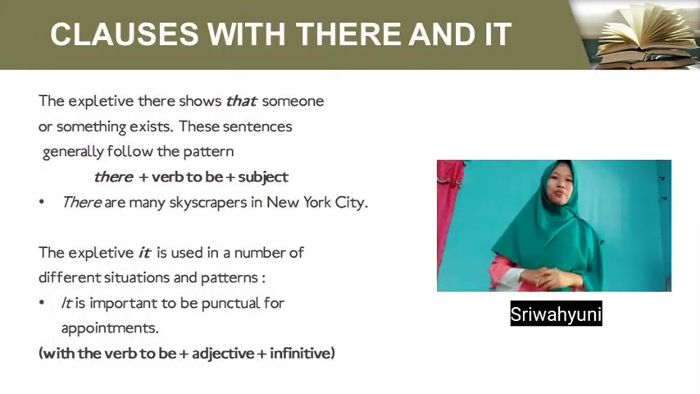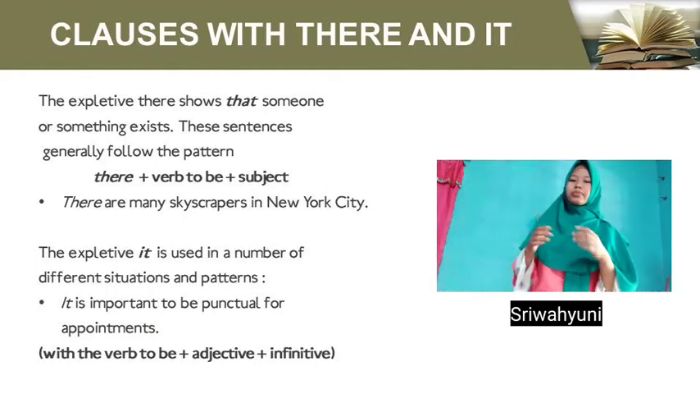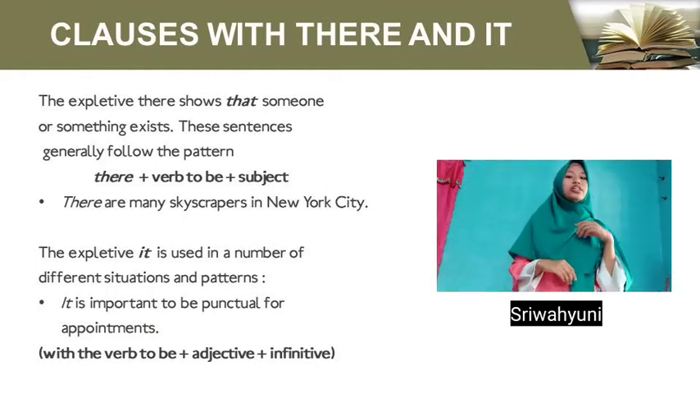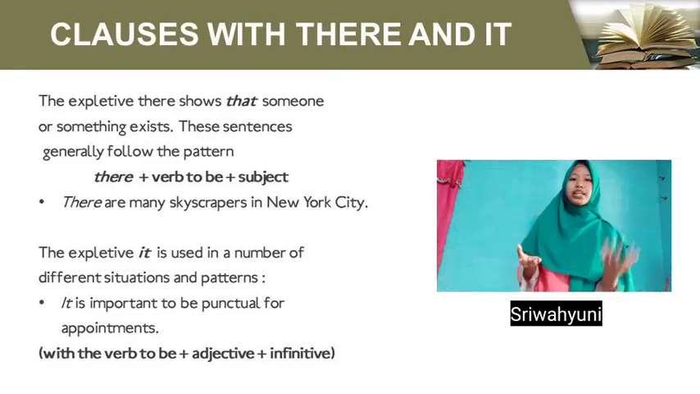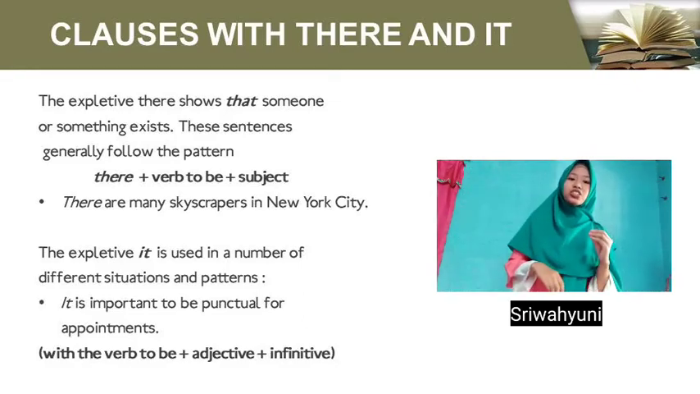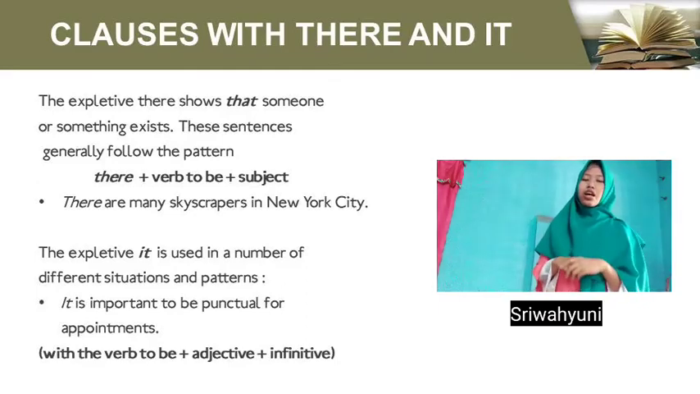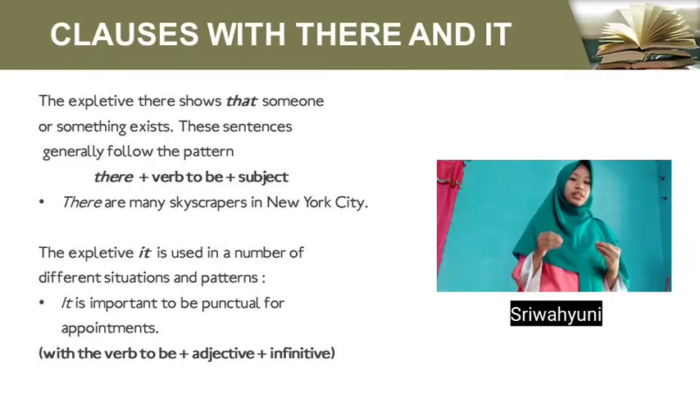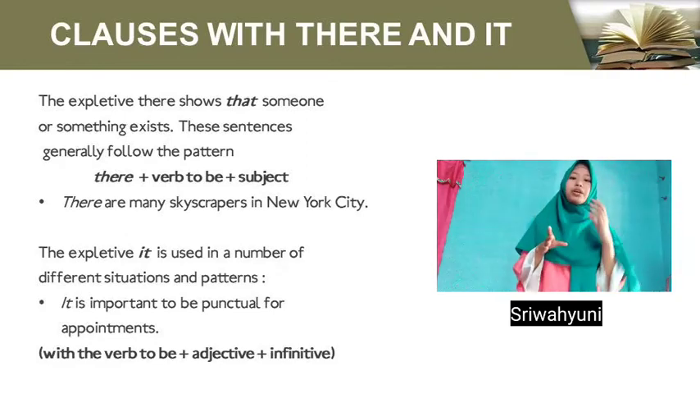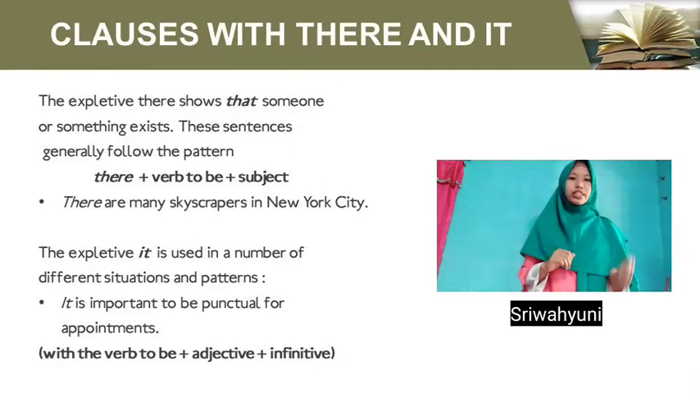Hello guys, thank you presenter for this time. Now I will explain to you about clauses with there and it. Okay, some clauses begin with the introductory words there or it rather than with the subject of the sentence. These introductory words are called expletives. The expletive there introduces someone or something existing, usually at a particular time or place. The sentence generally follows the pattern there plus verb to be plus subject. For example, there are many skyscrapers in New York City.